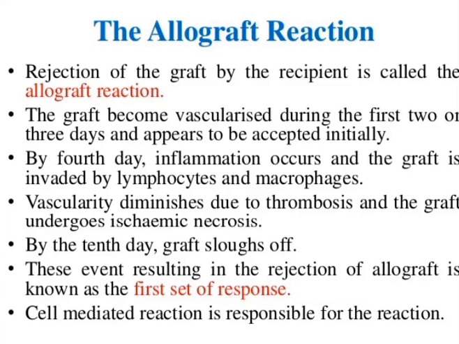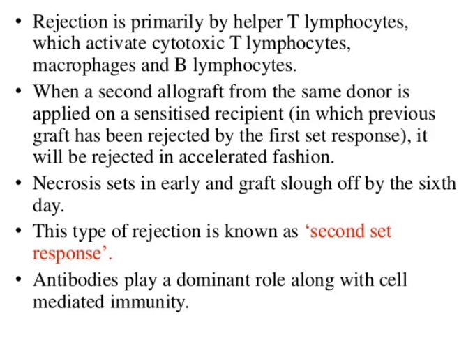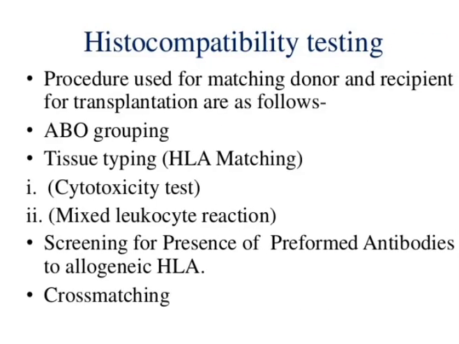The cell-mediated reaction is responsible for this rejection, primarily by the helper T lymphocyte, which activates the cytotoxic T lymphocyte, macrophages and B lymphocyte. When a second allograft from the same donor is applied on the sensitized recipient, in which the previous graft has been rejected by the first set response, it will be rejected in an accelerated fashion. Necrosis sets in early and the graft sloughs off by the 6th day. This type of rejection is known as the second set response. Antibodies play a dominant role along with cell-mediated immunity.